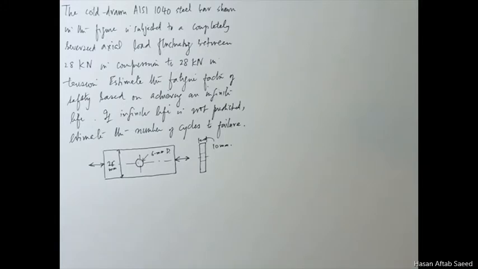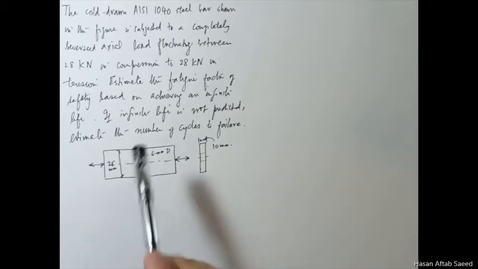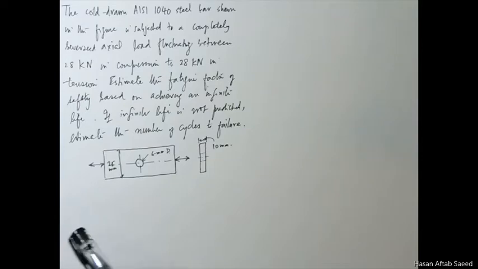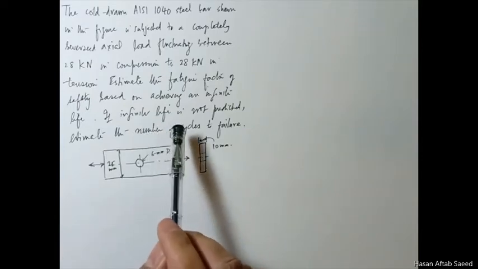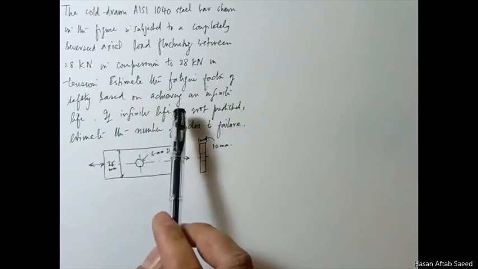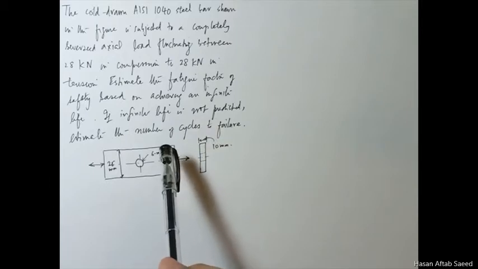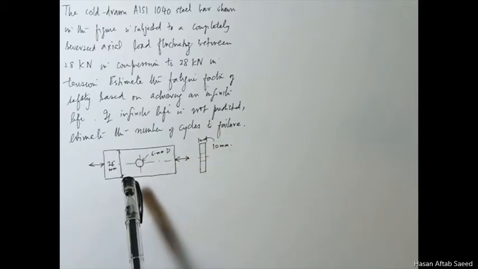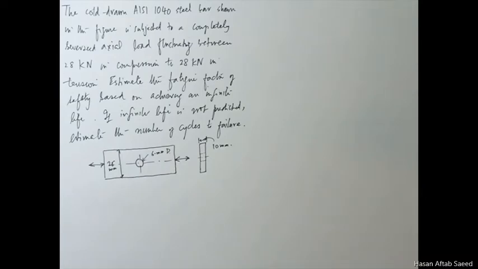So we need to first find out if it has infinite life, and that means it will have a factor of safety more than one. If the factor of safety comes out to be less than one, then obviously there is no infinite life, and in that case we'll estimate the number of cycles that this component is likely to last. Let's start with the strength part.